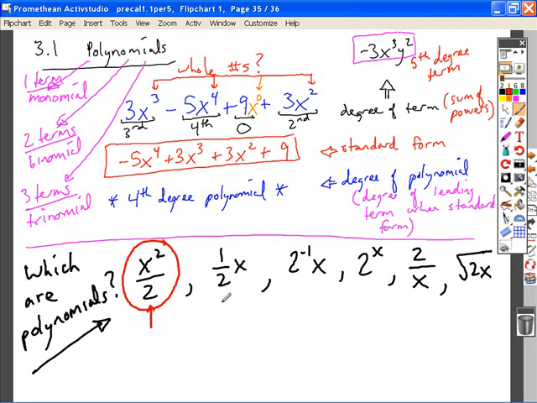Okay, what about 1/2 x? Is this a polynomial? What's the power of the x? 1. Is 1 a whole number? Yeah, there's your test. So 1/2 x, again, the coefficient can be a fraction, okay, as long as the power is a whole number.